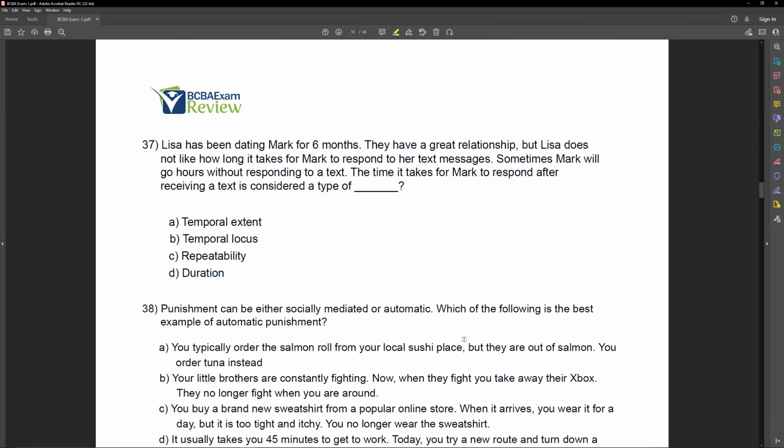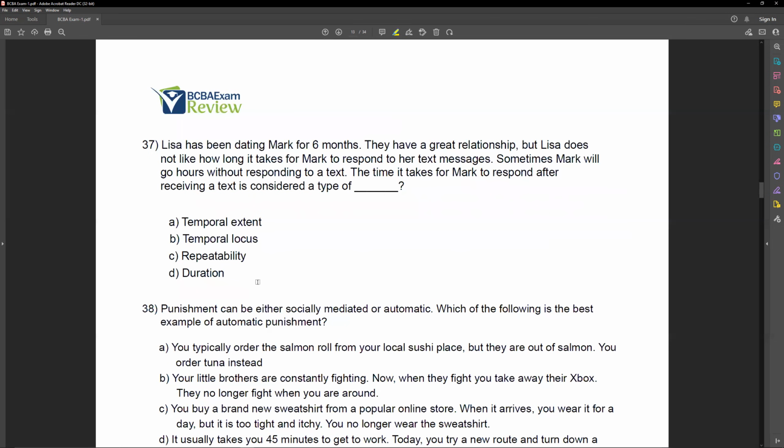All right. So what do we know about the time between Mark responding to a text? Okay. This is some sort of measurement question, right? We're looking for what? So the text is what in the scenario? The text is the SD. Okay. Lisa thinks it takes too long between the SD and the response. What is the time between the SD and the response? Latency, right? But we go to our answer choices, and latency is not an option.